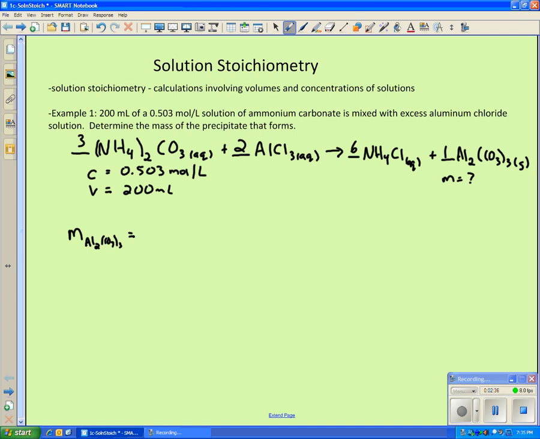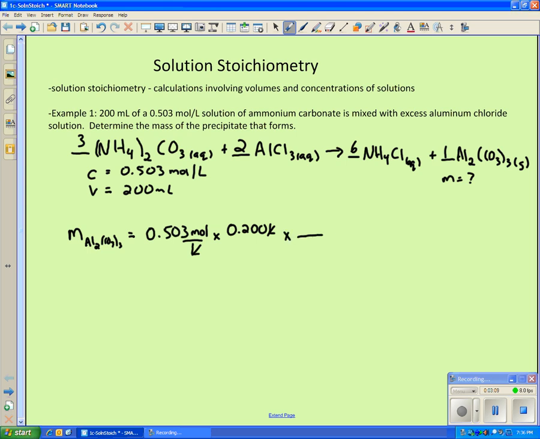So for the calculation steps, first thing we want to do is find the moles of our known substance. That's the ammonium carbonate. I have moles per liter and milliliters. So that means I want to multiply together 0.503 moles per liter. And I'm going to change the volume into liters so that I know my volumes cancel and I've got moles. So this is giving me moles of the known substance.